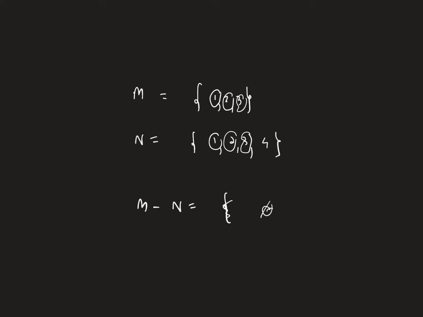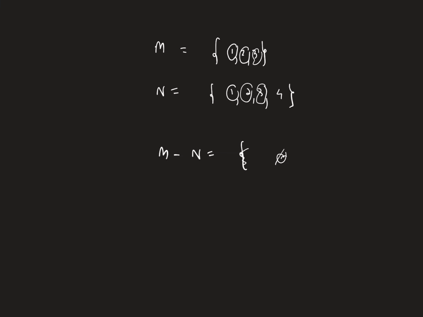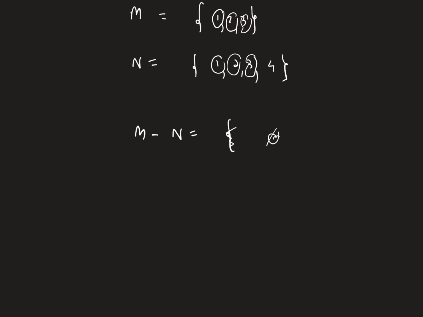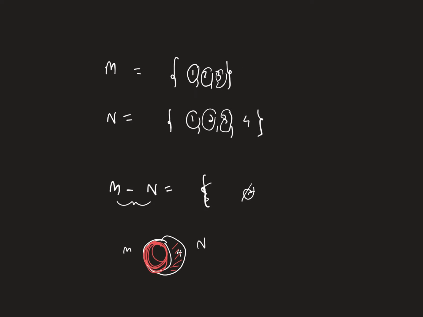But what about 4? In this case, M is smaller than N, and I ask you what M minus N is. So suppose this is set M and this is set N. N is bigger than M because 4 is in here. But if I ask you what M minus N is, you don't need to care about that area here. The only area you need to care about is the intersection between M and N, which in this case is all the same. So the result is 0.